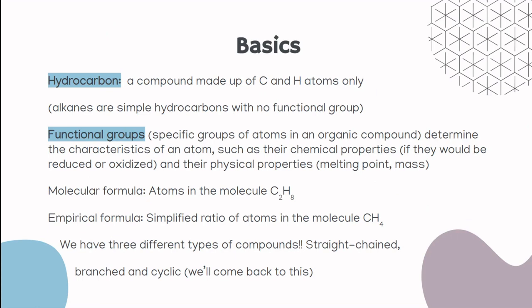We have some of the basics. A hydrocarbon is a compound made out of carbon and hydrogen atoms only. We can sort of see that in the naming: hydrocarbon, hydrogen, carbon. So it's stuff that has only those atoms, nothing else. And alkanes are pretty much simple hydrocarbons with no functional group. Another type of hydrocarbon could be alkenes, alkynes. We'll talk about those a bit more later.